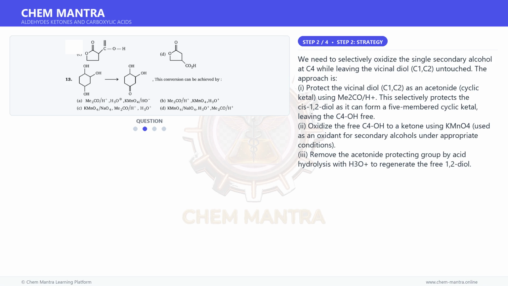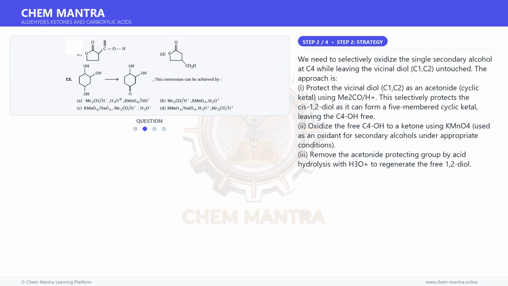Moving on to the next step. We need to selectively oxidize the single secondary alcohol at C4 while leaving the vicinal diol, C1, C2, untouched. The approach is: 1. Protect the vicinal diol, C1, C2, as an acetonide, a cyclic ketal, using Me2CO, H+. This selectively protects the cis 1,2-diol as it can form a 5-membered cyclic ketal, leaving the C4 OH free.